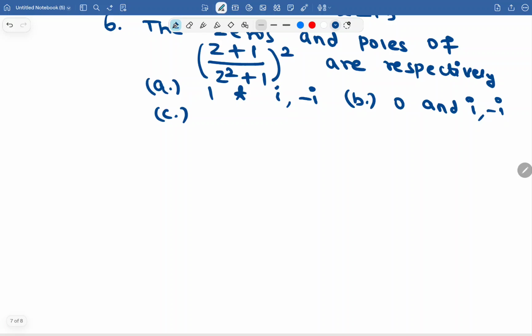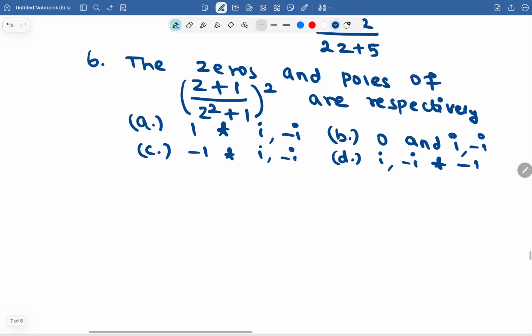C, third option, minus 1 and I comma minus I; D option, I, minus I and minus 1. For this problem we have to find zeros and poles for this (z plus 1) whole square by (z square plus 1) whole square.